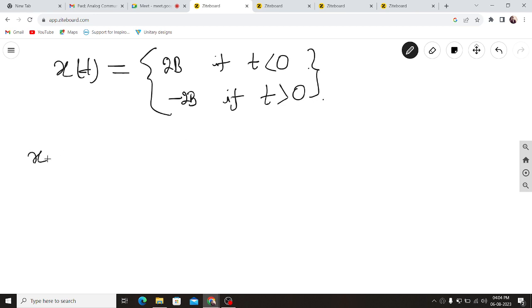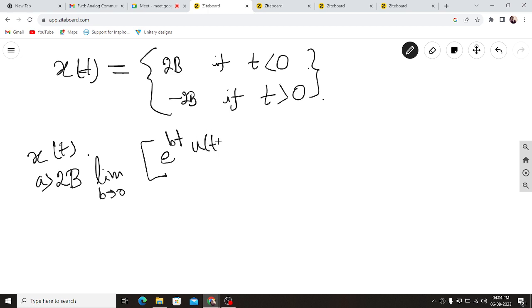So what will be the representation of x(t) given 4 options? I will write the options. The first option is 2b limit b tends to 0, e to the power bt u of minus t, minus e to the power minus bt into u of t.